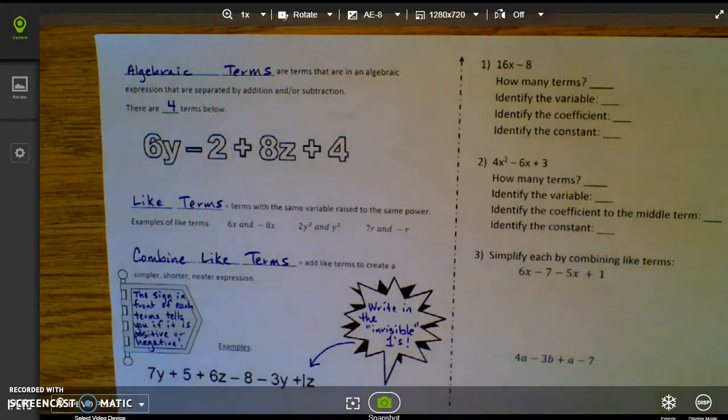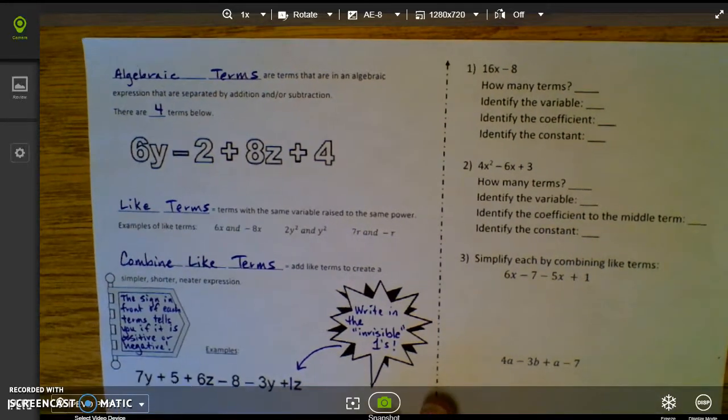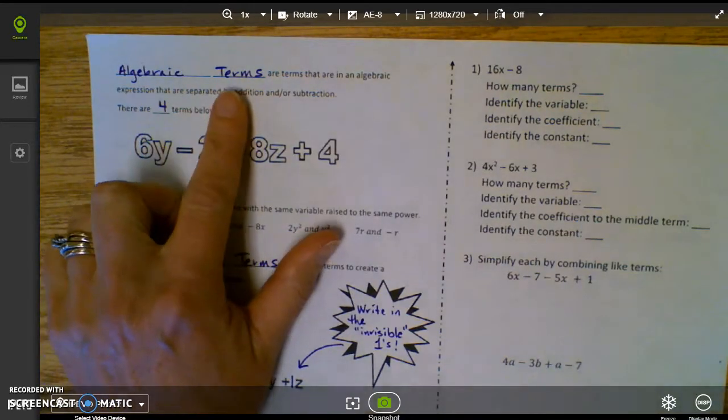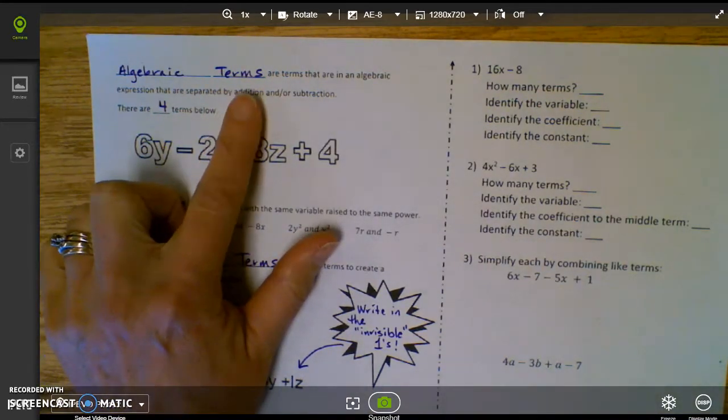Welcome, ladies and gentlemen, to your lesson of the day. Today you are going to take your note sheet and fill out your notes as you see on my paper in front of you. And the topic for today is algebraic terms.